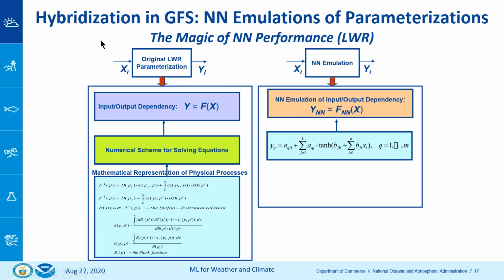The second example is hybridization in UFS, an emulation for parameterizations. Here, the original long wave radiation parameterization based on radiative transfer is shown, and the neural network emulation of this parameterization. And the neural network emulation provides a big speed up, which I will show on the next slide.